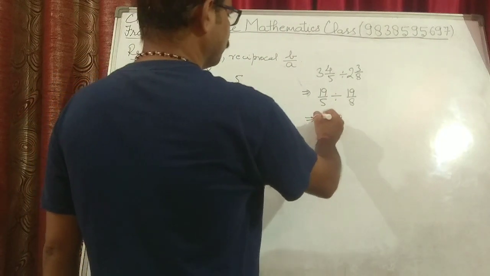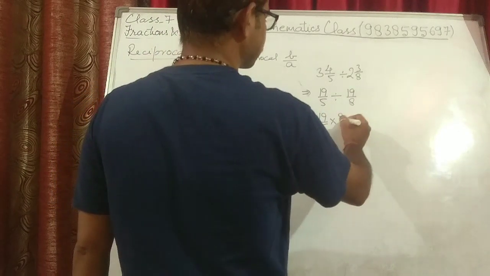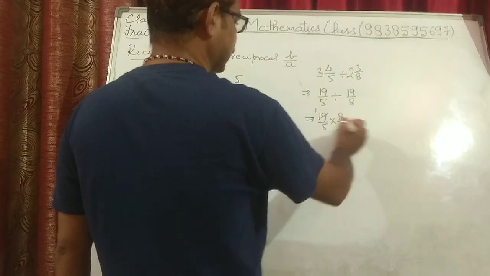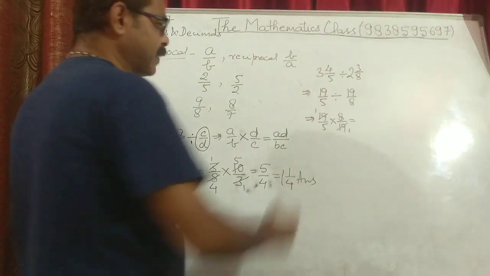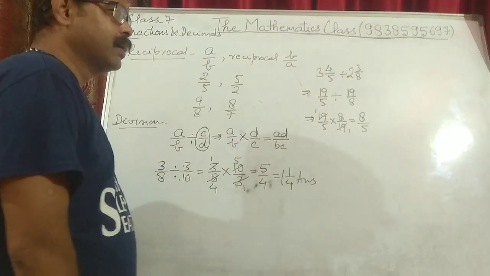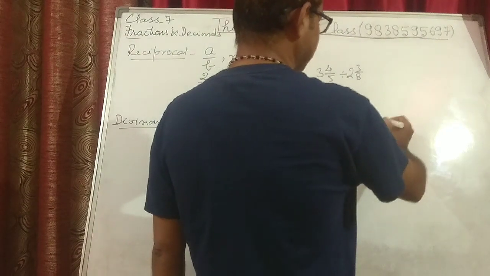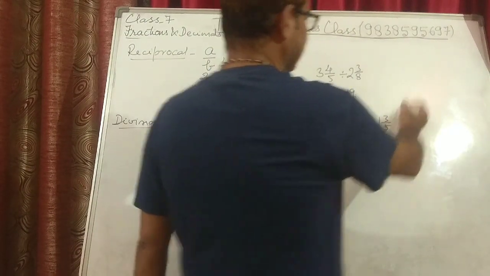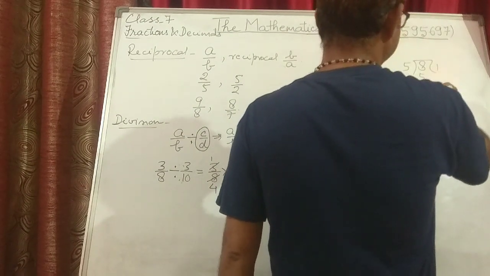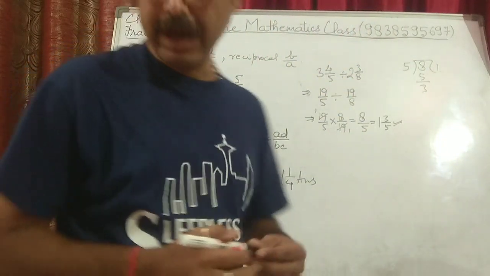Now in this what we will do? 19 upon 5 gets a multiplication sign and the next fraction will get reversed. Reverse means reciprocal, 8 upon 19. 19 ones are 19, 19 ones are 19. Now 8 and 5 do not have any common factors, so 8 into 1 is 8, 5 into 1 is 5. This can be converted to a mixed fraction. How? When you divide 8 by 5, 5 ones are 5, remainder is 3. So 1 whole 3 upon 5 is the final value.